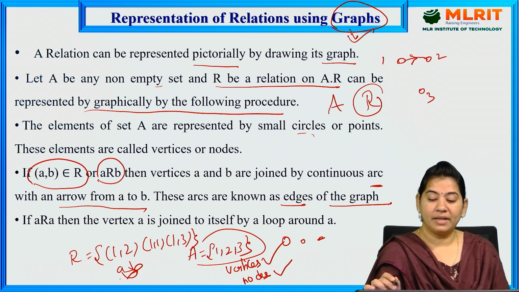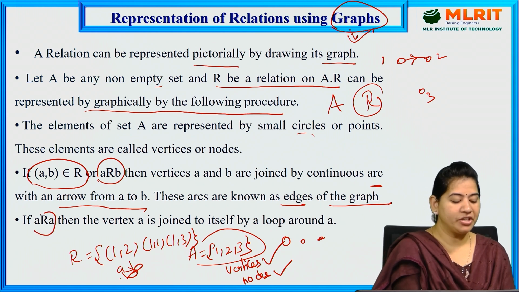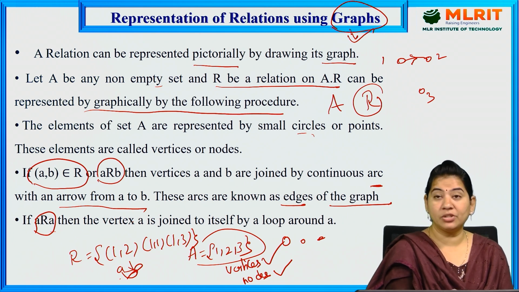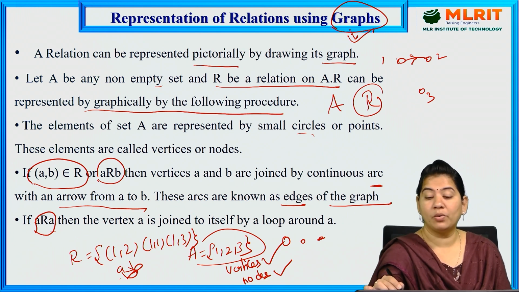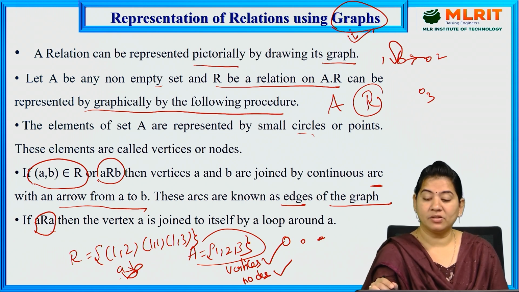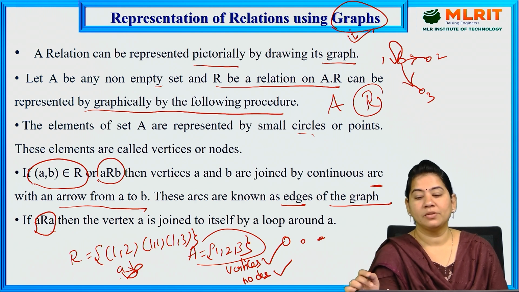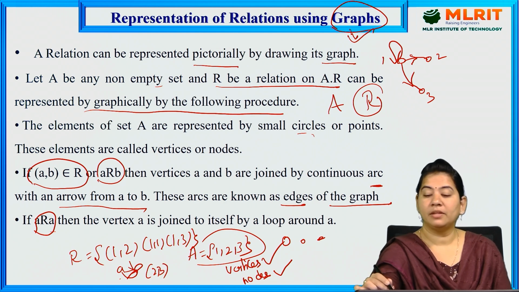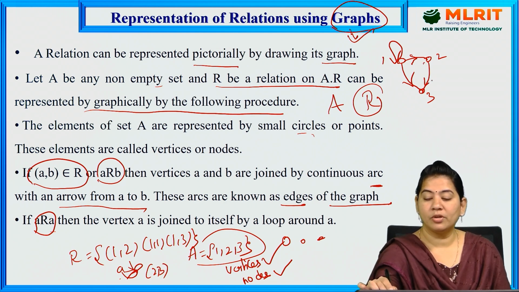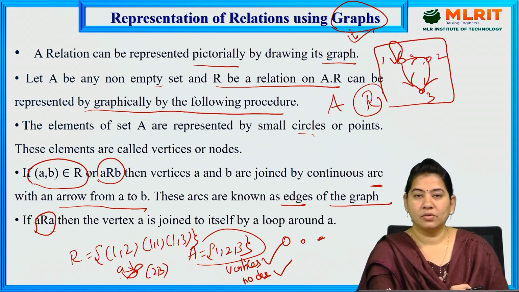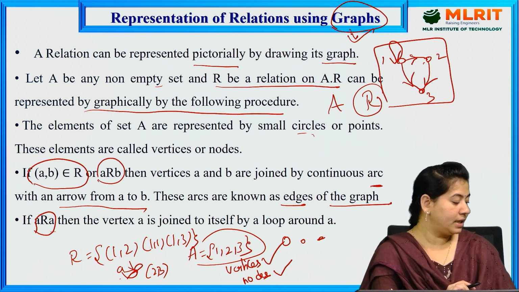Now 1, comma 1 is there. So just look here. If A is in relation to A, 1, comma 1 means A, comma A. If A is in relation to A, then vertex A is joined to itself by a loop around. Means you have to draw a loop like this. And 1, comma 3 is also there, so the arrow should point towards 3. Like this, you have to give it. For example, 2, comma 3 is also included. Then for 2, comma 3, the arrow should point towards 3. So this is how we need to represent the graph here, the representation of relations using graphs.